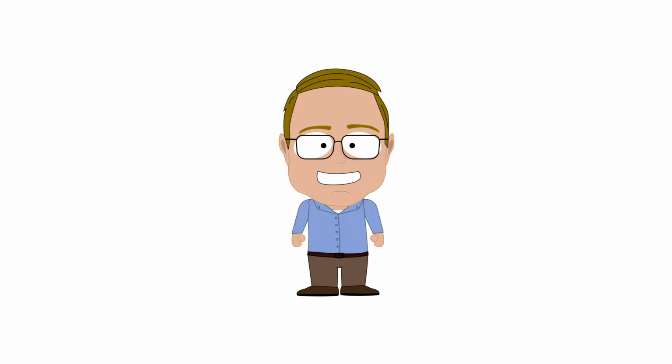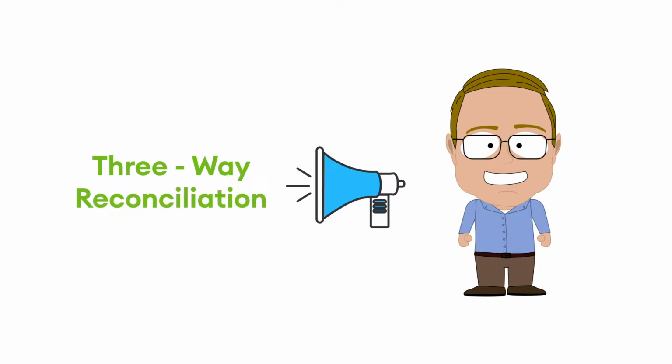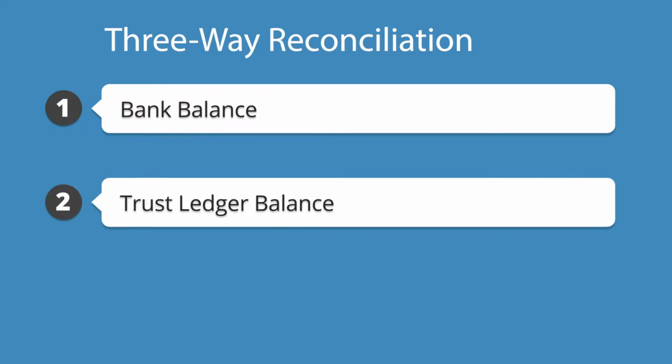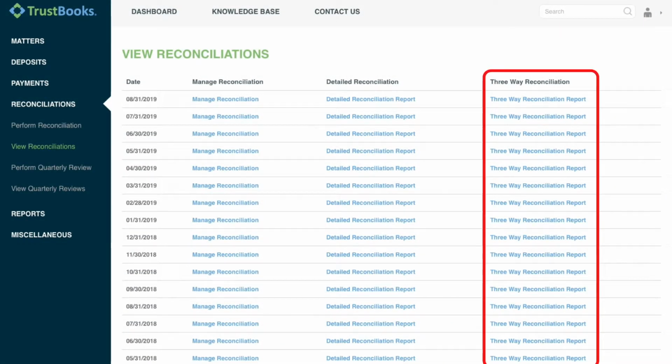I'm also a CPA, so I'm one of the nerds at TrustBooks that truly enjoys reconciliations. I want to spend a couple of minutes highlighting one of the most important reports you need to perform for your trust account. It's the three-way reconciliation. Performing a three-way reconciliation is a state bar requirement, and depending on your state, this may be a monthly or quarterly requirement. Don't worry, in TrustBooks, this report gets generated every time you reconcile.